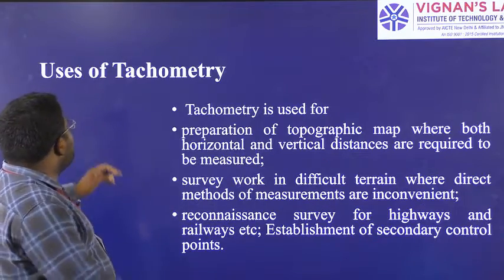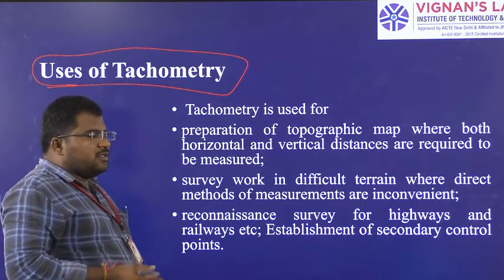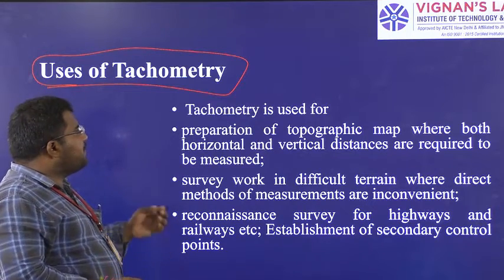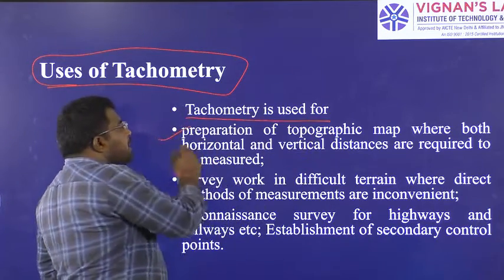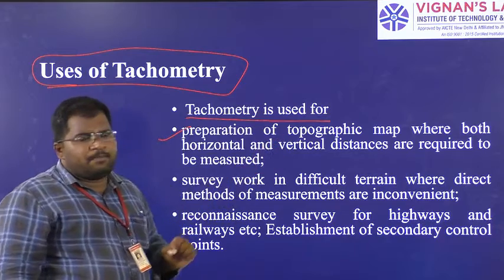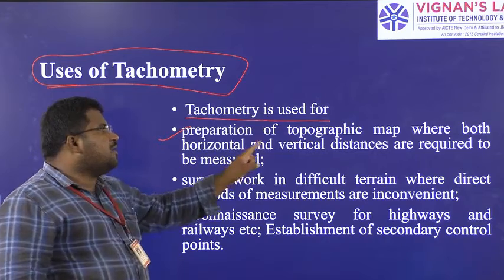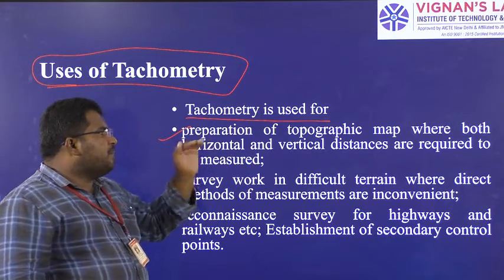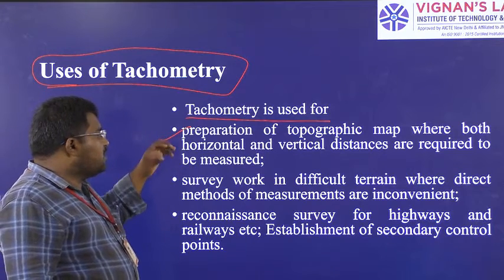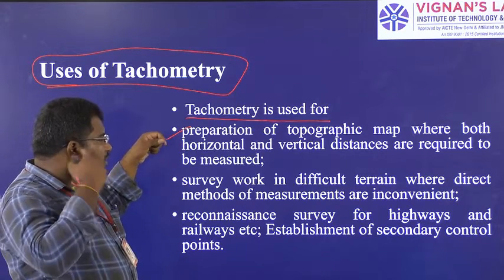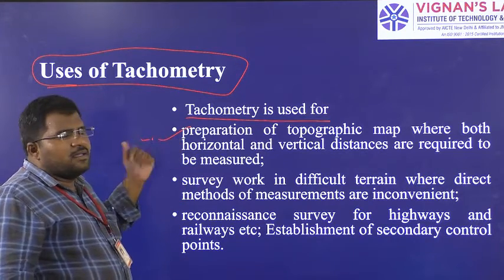Next, uses of tachymetry. Why it is used, where it is used? Now here you can see tachymetry is used, first, for preparation of topographic maps, where both horizontal and vertical distances are required to be measured. So there, where you don't want to use any horizontal or vertical distances, you can use this tachymetry.